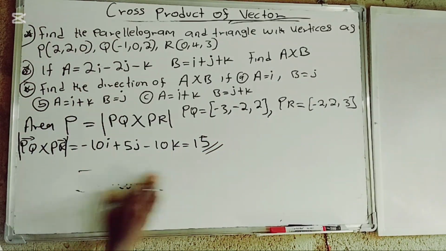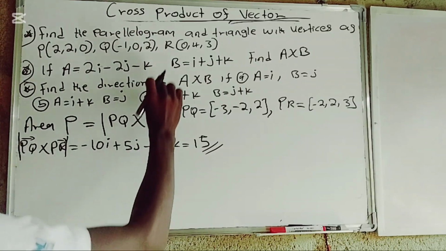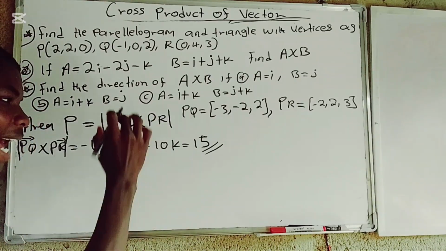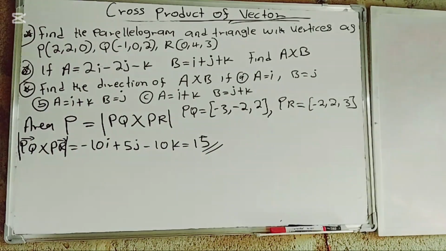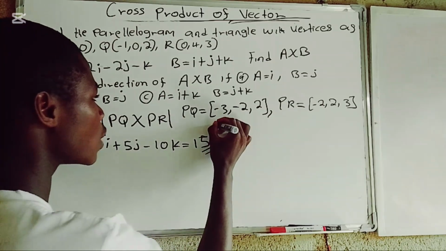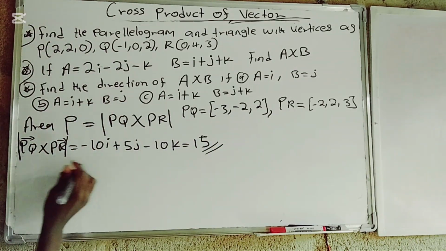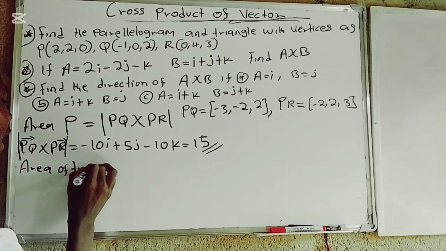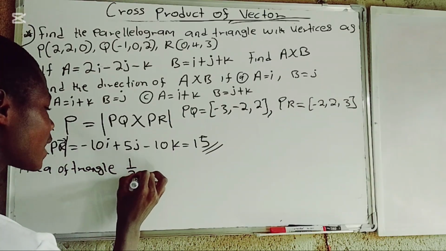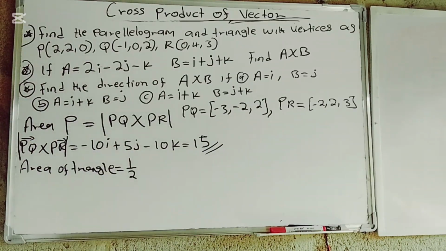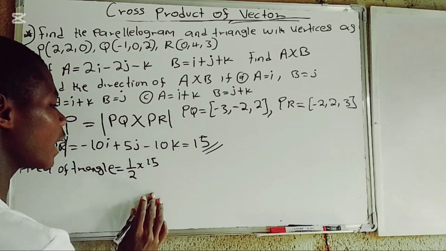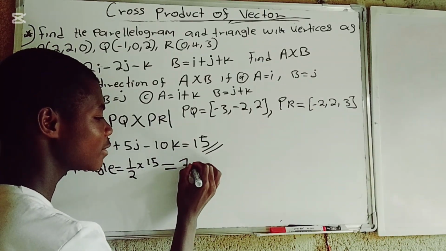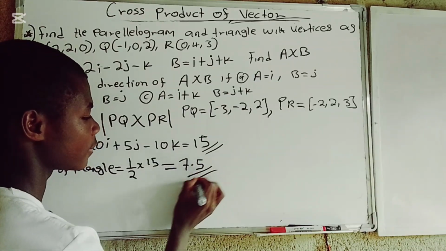So the next thing to do is that we are asked to find the triangle. We all know that the triangle is the same thing as half multiplied by the area of a parallelogram. So therefore I should put it here or here. Okay, let me just put it. Area of triangle is the same thing as half multiplied by the area of parallelogram, which is 15. At the end, I will get what? 15 divided by 2, 7.5.